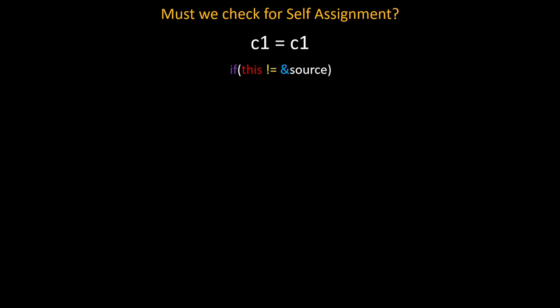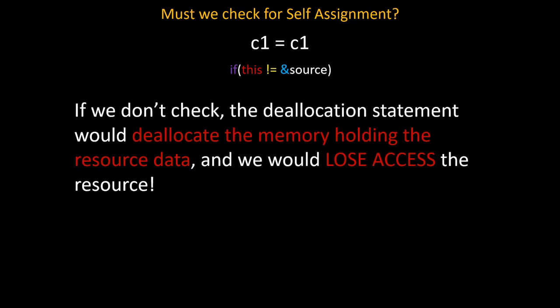We're going to write that actual self-assignment check, and I'm going to put it into a function itself more than likely, but I don't know because I'm not there yet. If we don't check, the deallocation statement would deallocate the memory holding the resource data, and we would lose access to the resource. We'd lose access to the pointer. So that's why we have to check for self-assignment.